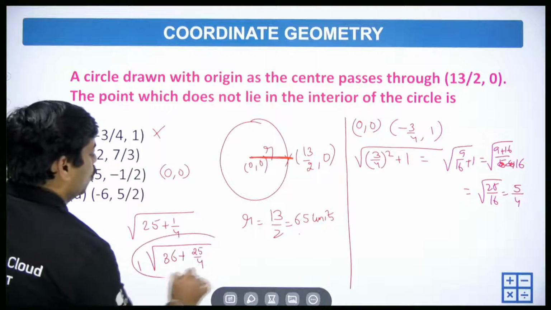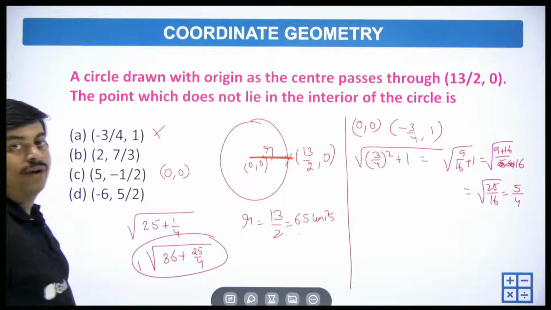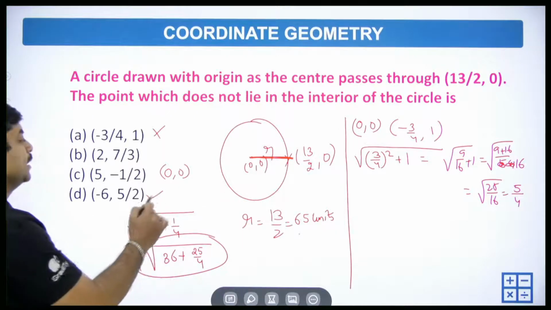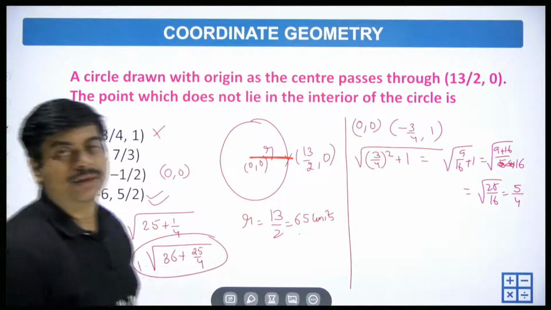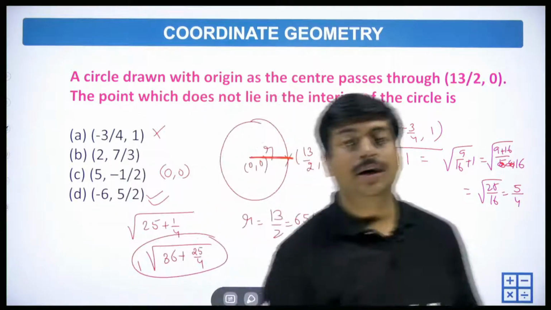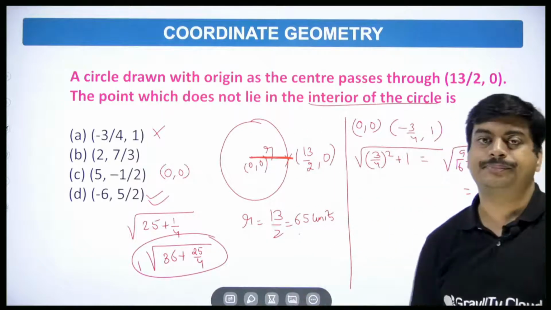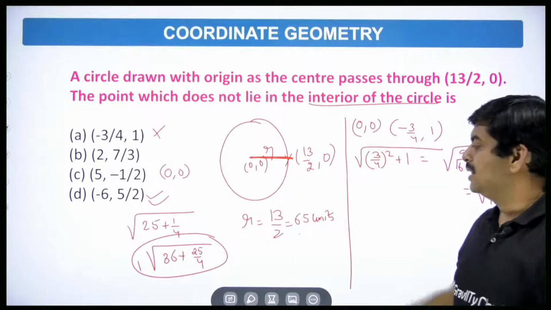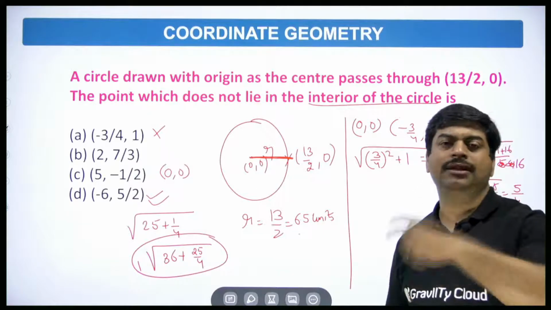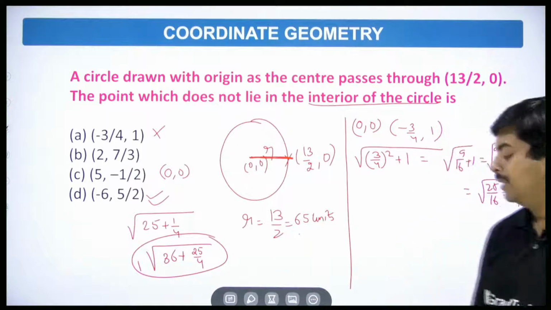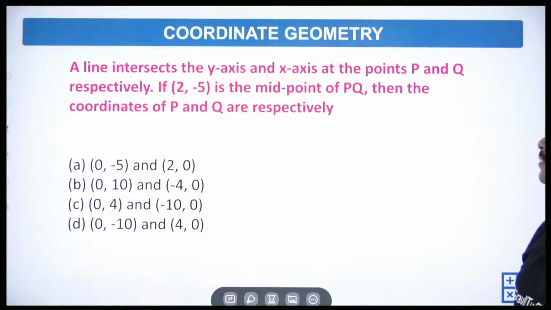If this is more than 6.5, then you can say that that point is a point outside the circle. That point is a point which does not lie inside the circle, which does not lie in the interior of the circle. Okay, so a very easy question. Just try to find the radius and try to find the distance and compare with that.